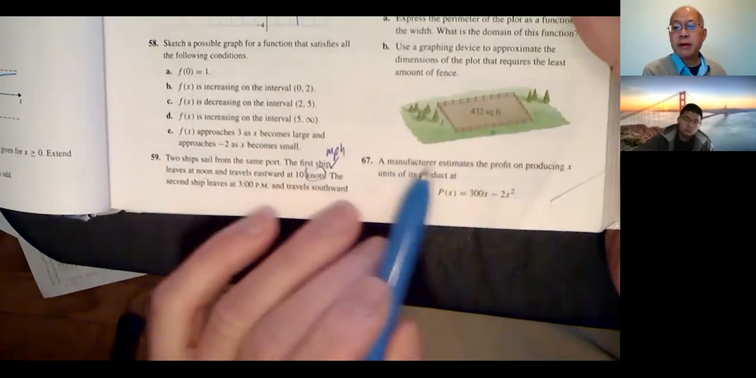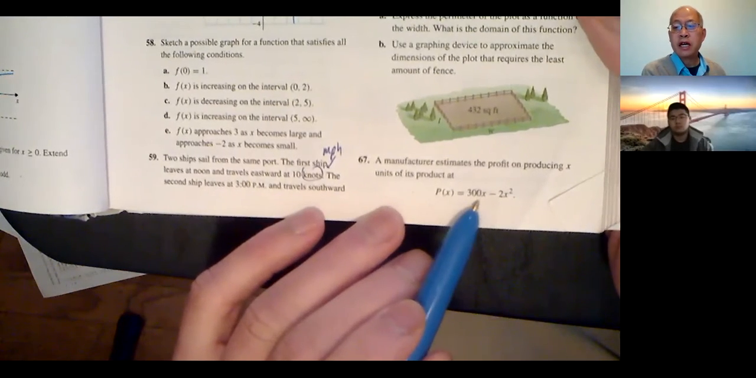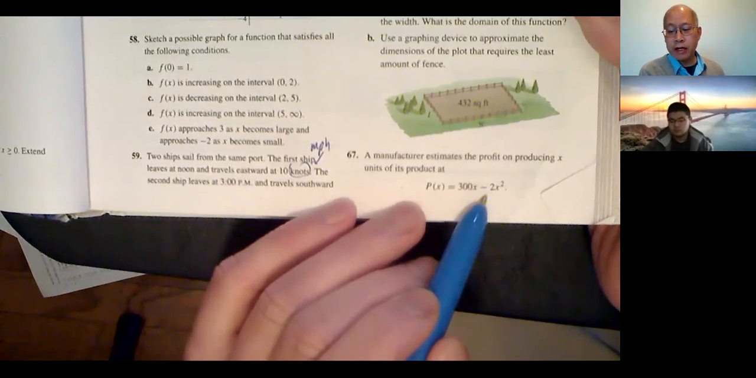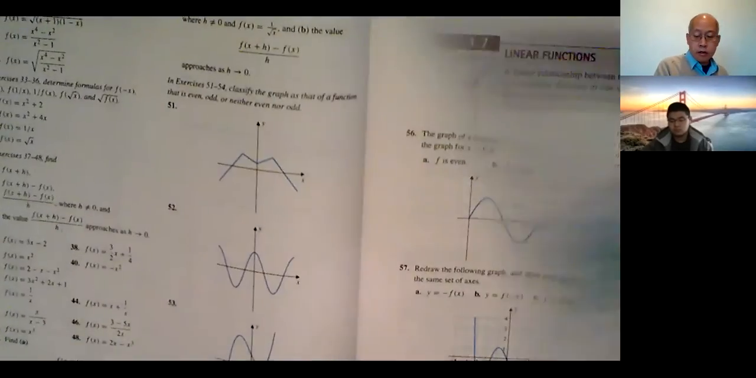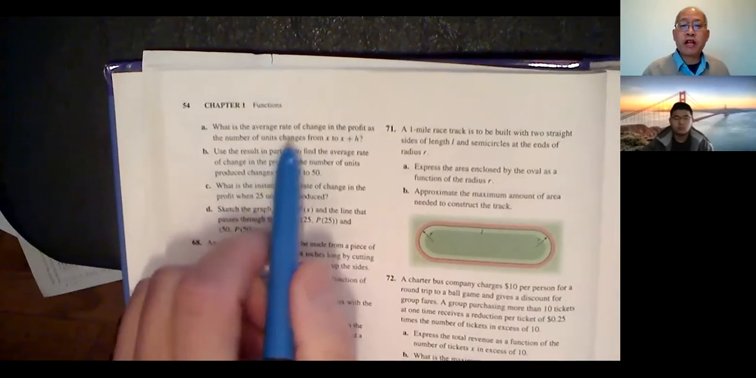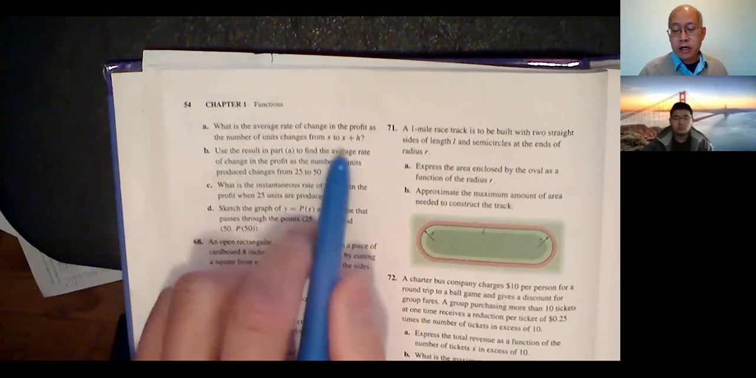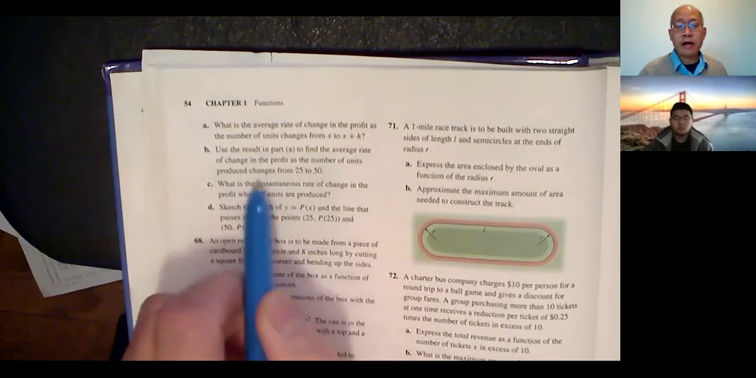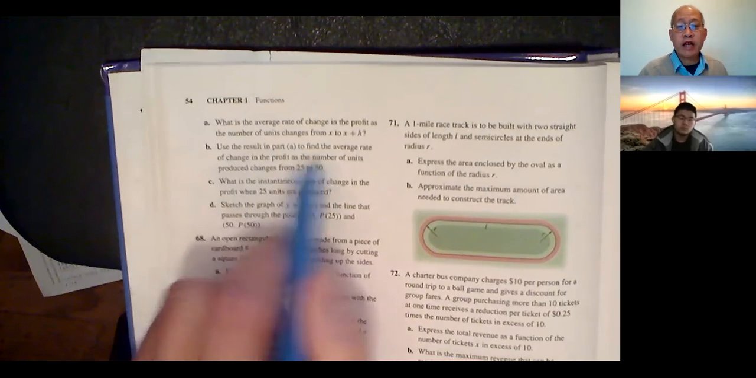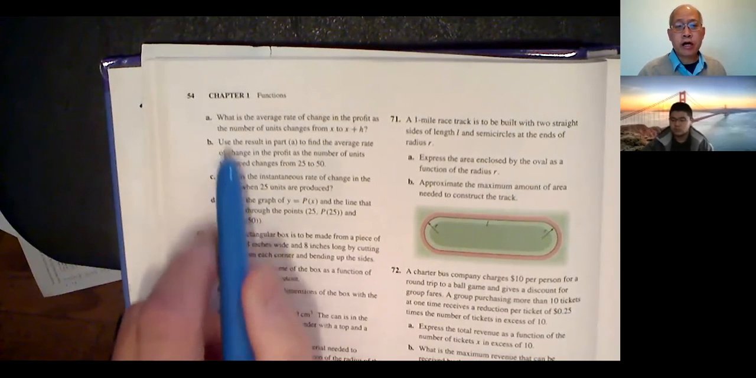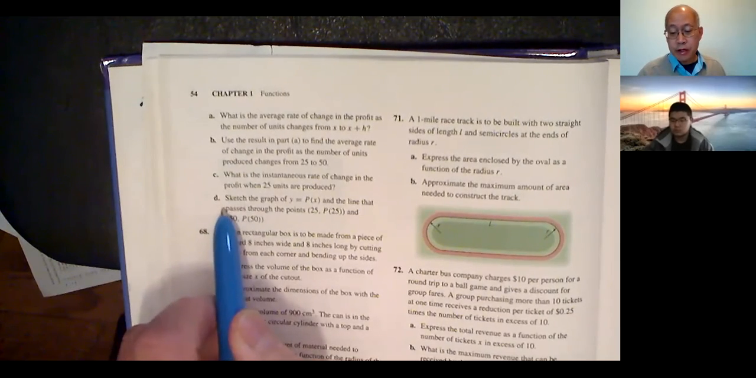Okay, a manufacturer estimates the profit on producing X units is P of X equals 300X minus 2X squared. So 300X minus 2X squared. If you can't see that, I've got it written down in a second. And what is the average rate of change in the profit as the number of units changes from X to X plus H? Okay, so I'll work on that. And then B asks for the average rate of change if you're going from 25 to 50. And we said skip C and D. So I'm going to do A and B, skip C and D, and I'll give you everything you need.